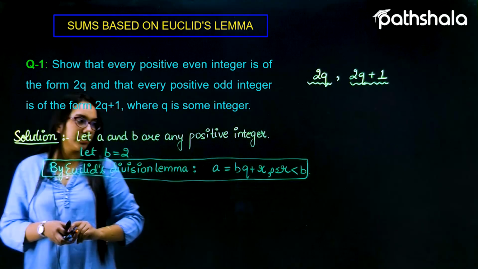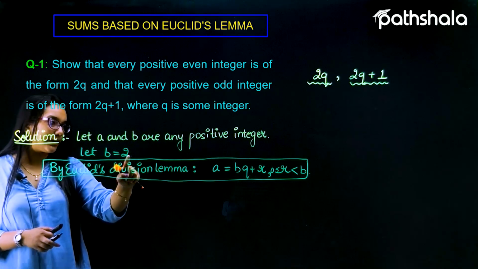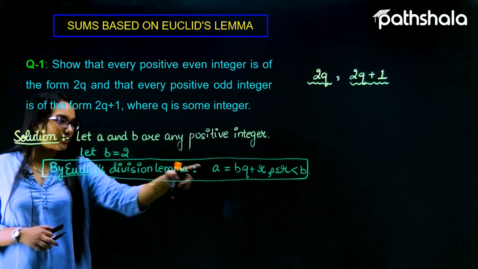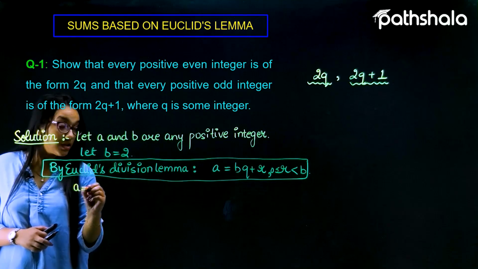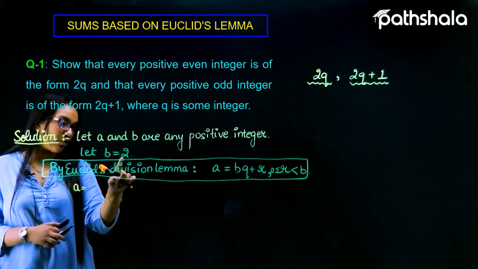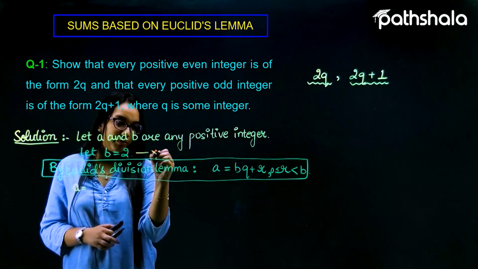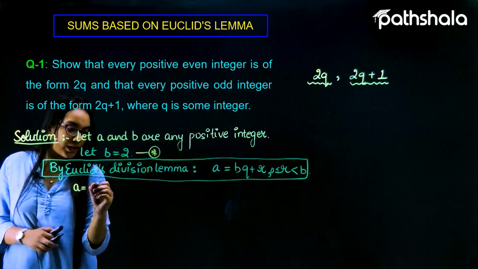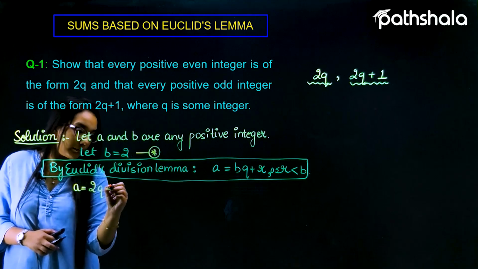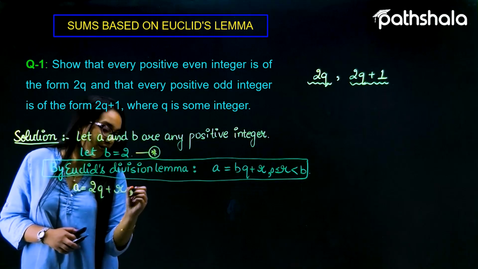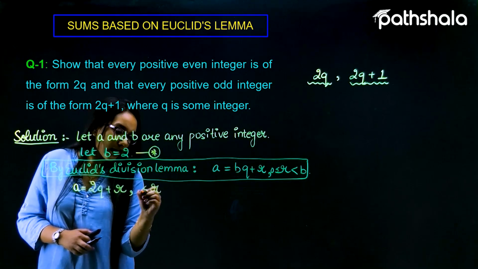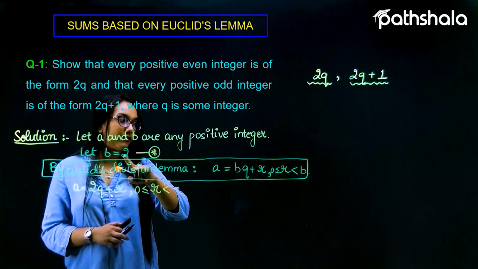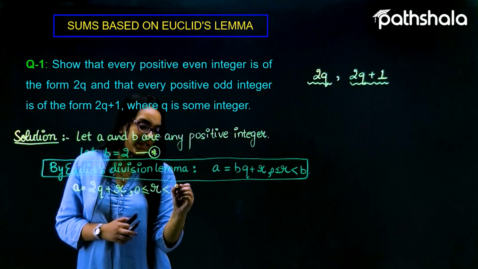So as per this Euclid's division lemma, we can write A and B in this formation, as A is equal to BQ plus R. So in place of A, it will be A again. In place of B, we can substitute the value of B in this formation. So it will be A equals 2Q plus R, and the condition on R is that R always lies between 0 and B. So what is the value of B? We have taken the value of B as 2. So B is nothing but 2.